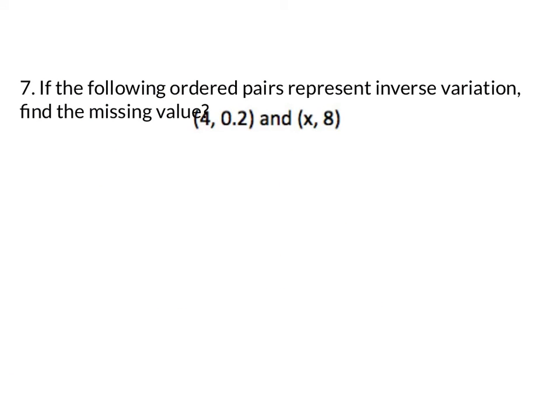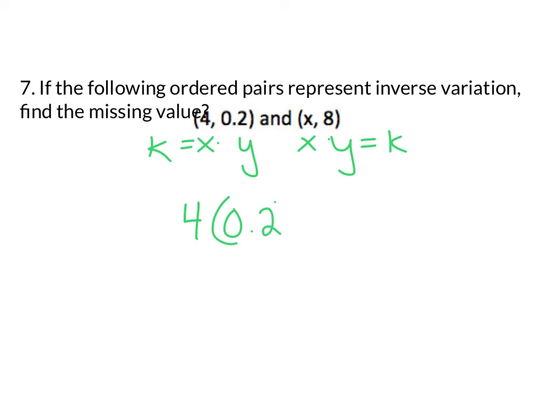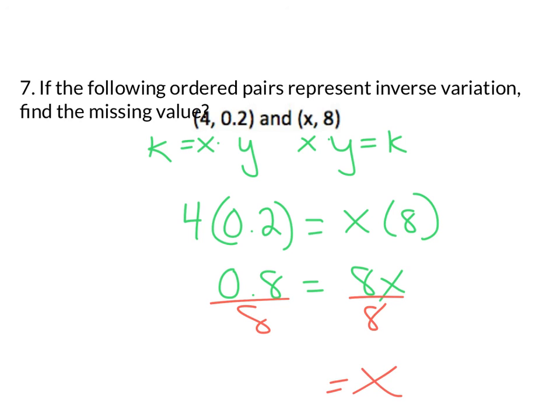Next, I'm asked, if the following ordered pairs represent inverse variation, find the missing value. So I'm given an x and two x's and y's, and again, I know that if I find their product, it gives me k. So if I do 4 times 0.2, that has to be the same as the product of x and 8. So 4 times 0.2 is 8/10, and 8 times x is best written like this. To solve this equation, if I divide both sides by 8, I get 1/10, or 0.1.